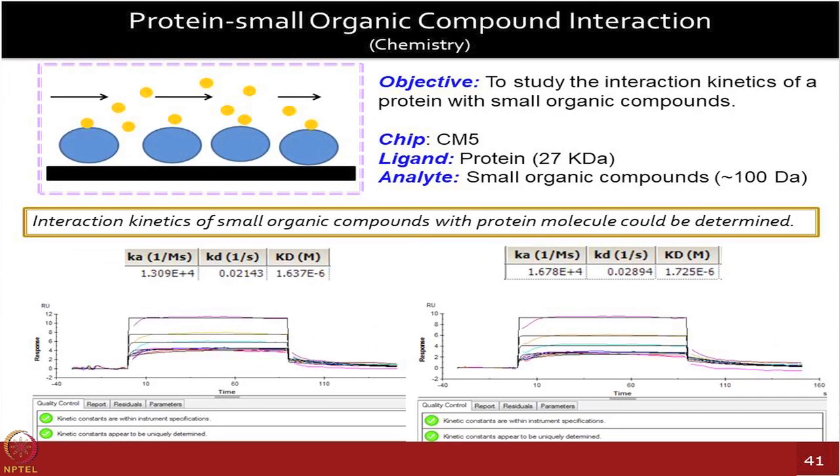We also have some faculty from chemistry who are looking at protein and small organic compound interactions. In this case, one unknown protein, a 27 KD protein, was immobilized, and then we looked at how small organic compounds can bind to it. Again, many of these times the KDs are very close, and that gives us good confidence that these experiments in duplicate are working well.